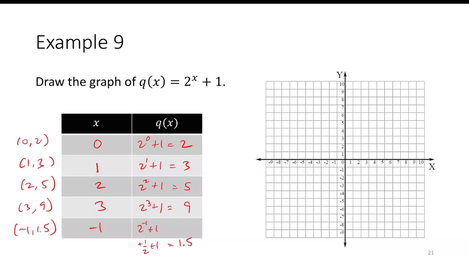So if I plot these, 0, 2, 1, 3, 2, 5, 3, 9, and then negative 1, 1 1/2. So connecting the dots, it looks like what we have here is that going to the right, it's going to explode, go upwards very quickly. And the left is going to flatten out.